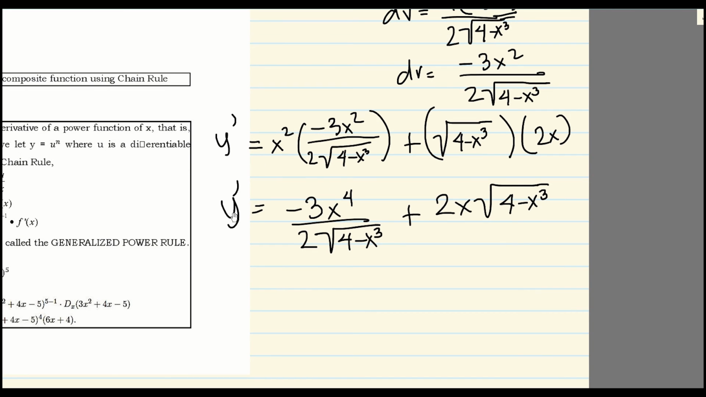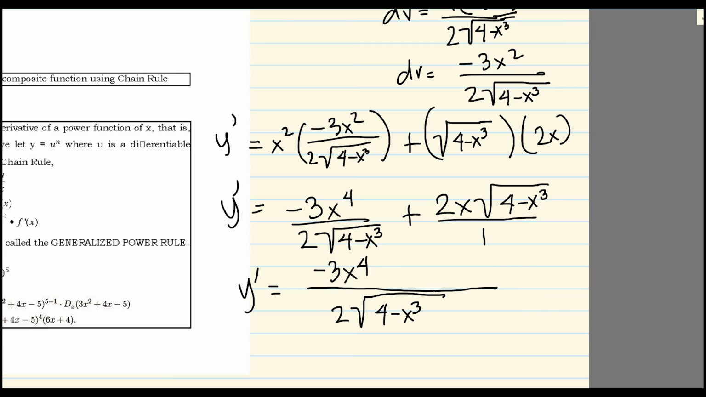Or we can also still have it simplified. We put it over 2 square root of 4 minus x cubed, and then here is negative 3x to the 4th, then we divide by 1, then we multiply it to the above, so plus 2x times square root of 4 minus x cubed, multiplied by 2 and square root of 4 minus x cubed.